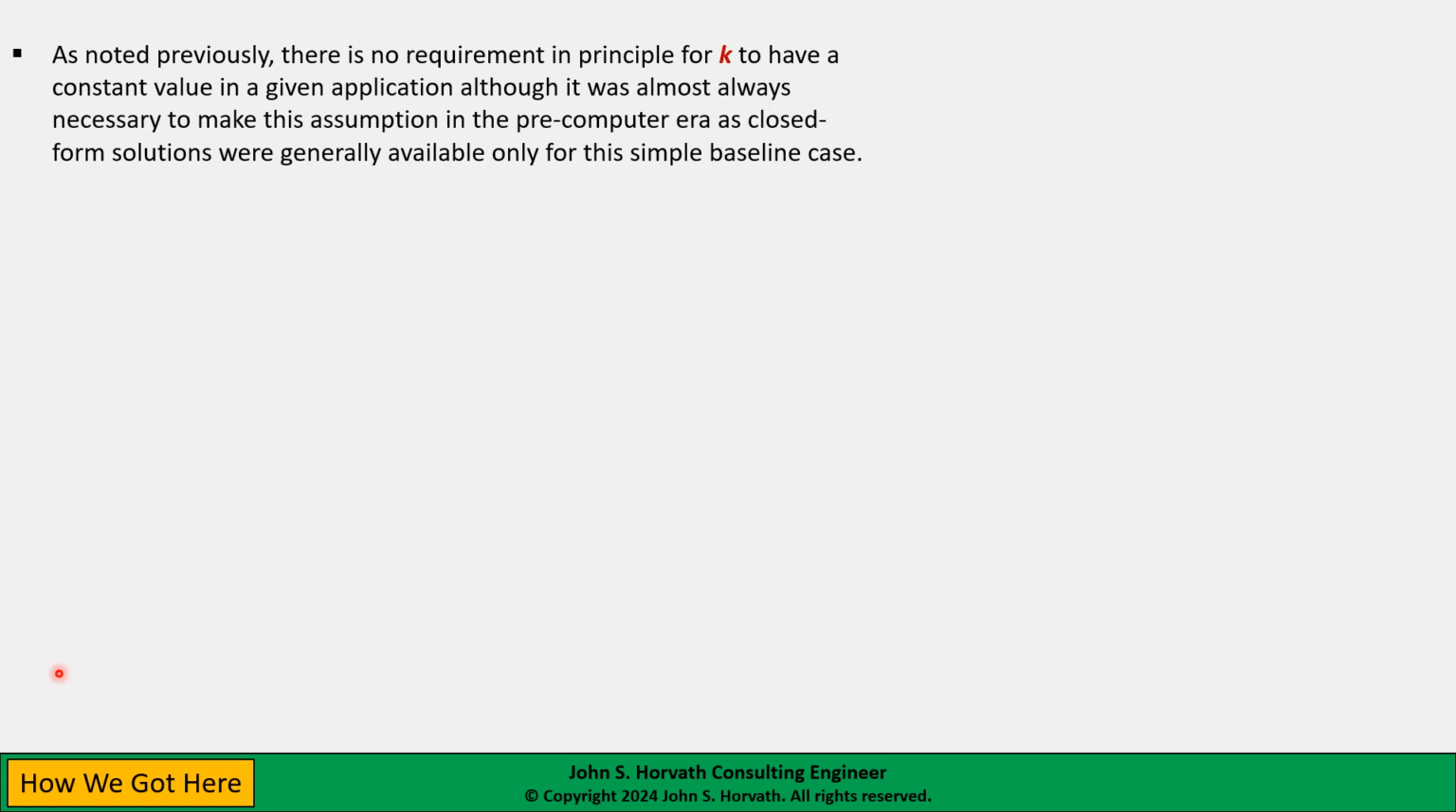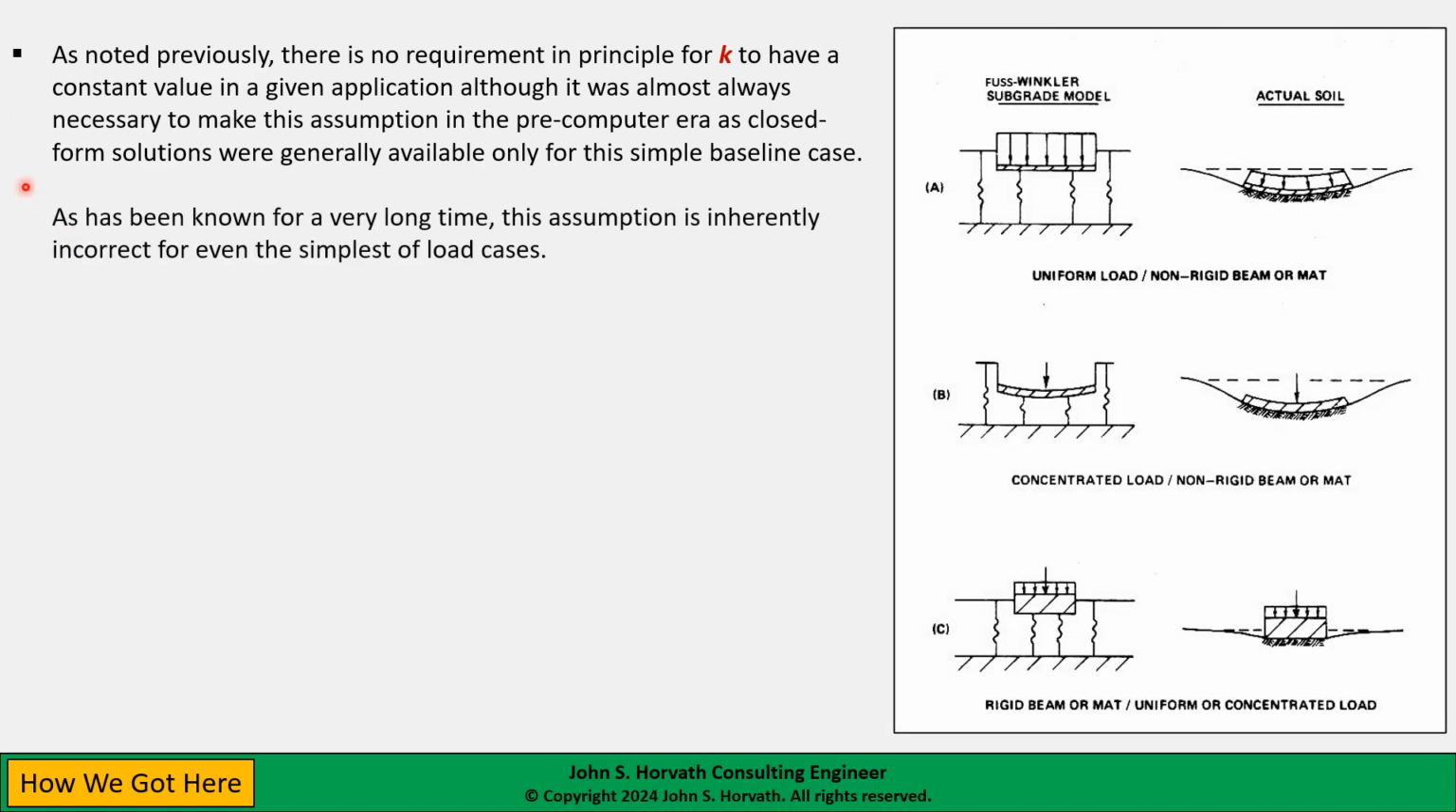So as I've noted previously, there is no requirement in principle for this K value to have a constant value in a given application, although it was certainly almost always necessary to make this assumption in the pre-computer era, as the closed form solutions that you would find, for example, in Hetenyi's monograph, were only for the simple baseline case. But as we've known for a very long time, this assumption is inherently incorrect for even the simplest load cases.